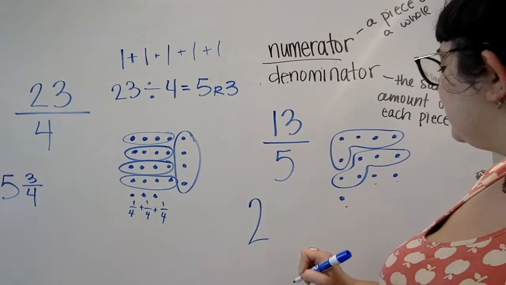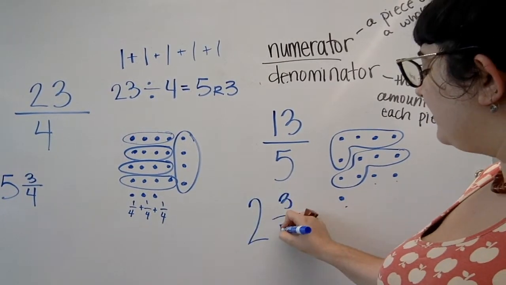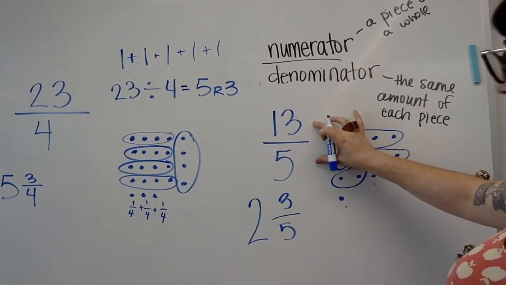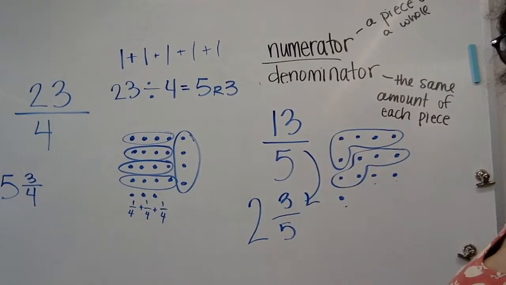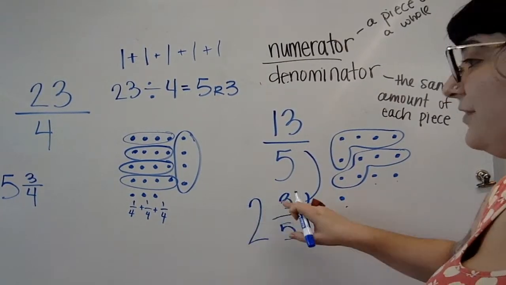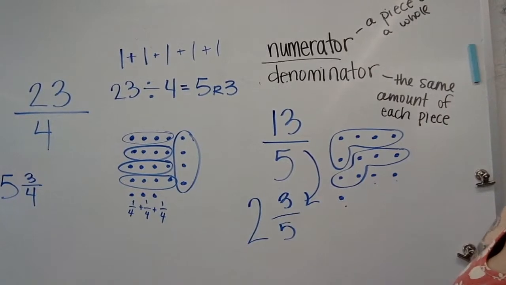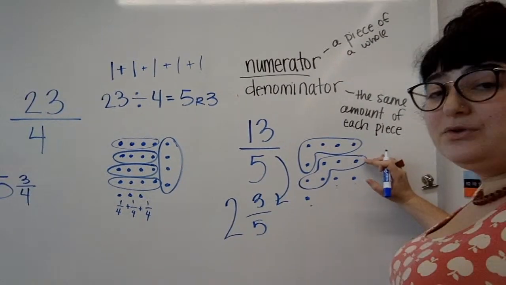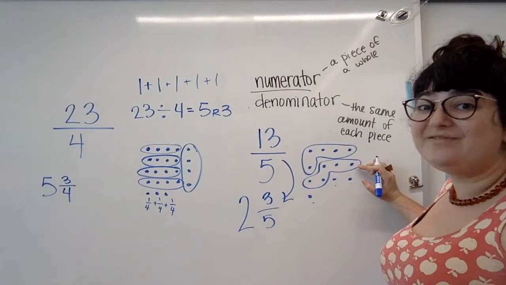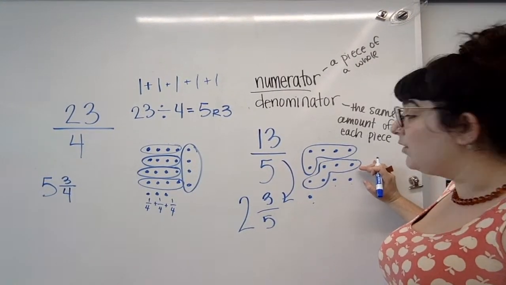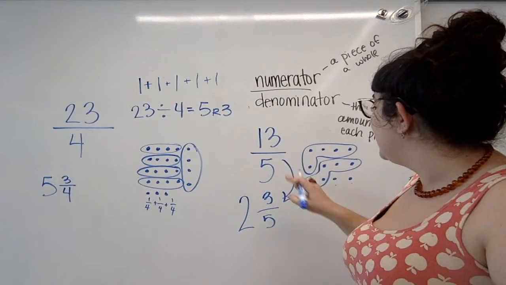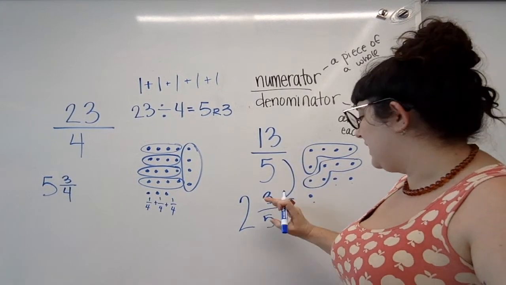So this is going to turn into 2 and 3/5. 13 over 5 is equivalent to 2 wholes and 3/5. We know this because we just proved it, right? Absolutely, improper fractions and mixed numbers can be equivalent to one another. And we just proved it. 13 over 5, or 13/5, is equivalent to 2 and 3/5.